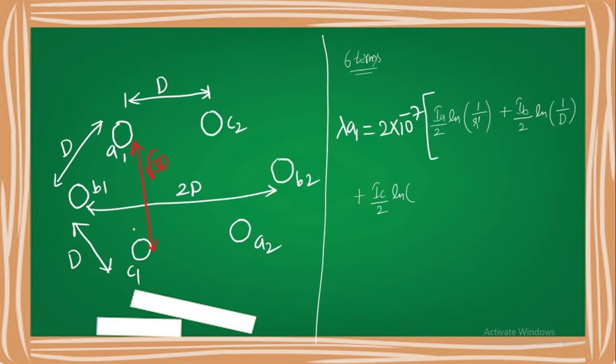These two are the alternate corners. So the distance is root 3 times D. Plus, what is the next current? All these 3 conductors are completed and we have the remaining 3. What is C2? The current flowing through C2 is again IC by 2 ln of, what is the distance between C2 and A1? D. So ln of 1 by D plus, and the current flowing through B2 is IB by 2 ln of, what is the distance between B2 and A1?